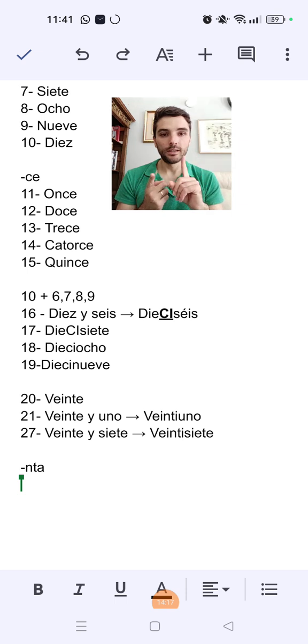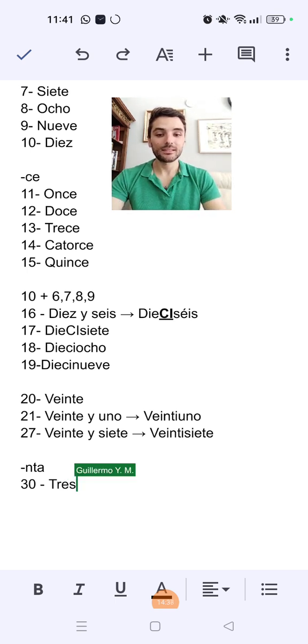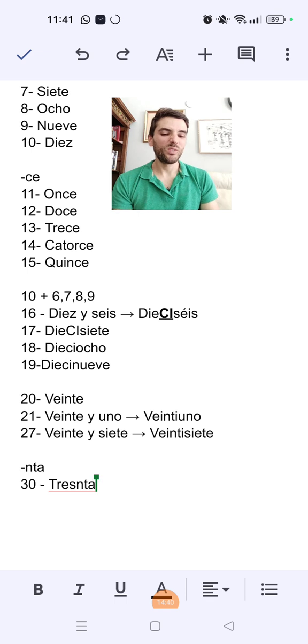So we have to start with the number 30, right? Because we have the 20. So how would it be the number 30, 40, 50, knowing that the ending is nta? So the next number is 30, and we do tre. Some of you are going to do something like tresnta, but I mean, the S and the N together doesn't sound too good to me. We do 30, okay? 30.